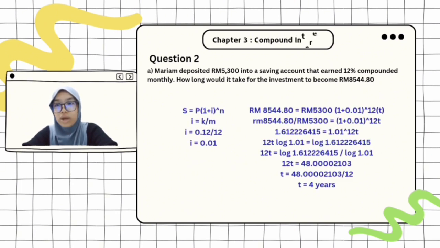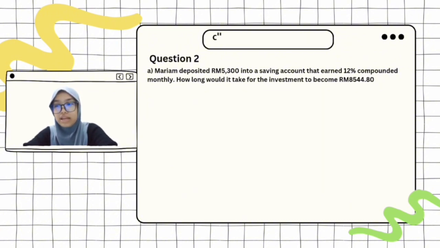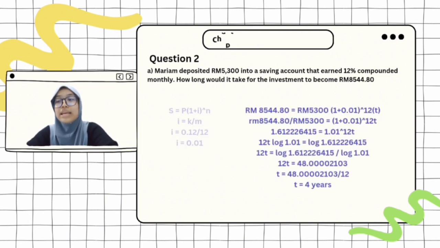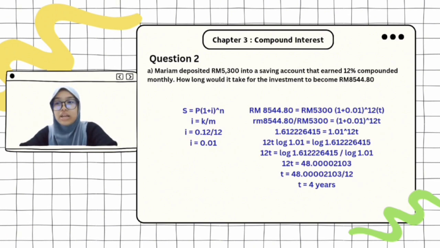So, when we look for I, we use I equals K over M, which is I equals 0.12 over 12, and that means I equals 0.01. Back to the formula, we know that S is 8,544.80. When we put it into the formula, P equals 5,300 and N equals 12T. Now we get 8,544.80 over 5,300 equals bracket 1 plus 0.01, powered by 12T.